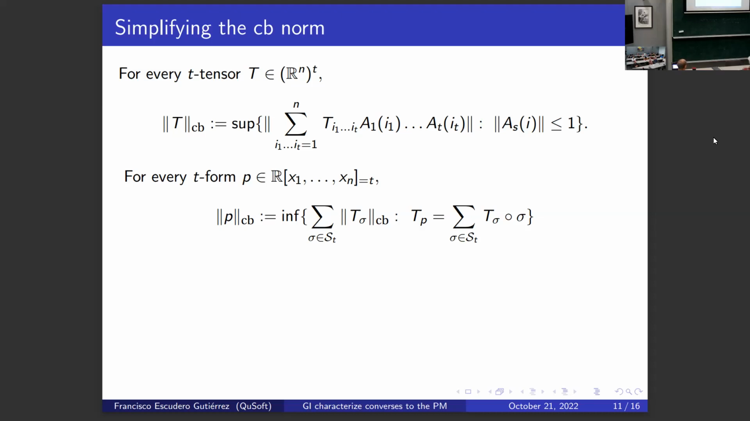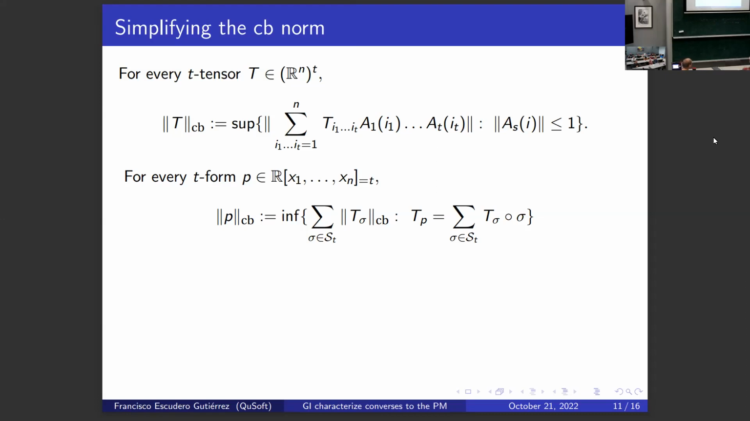Among all these families of T sigmas, you take the sum of the complete bounded norms, and the infimum of these sums is going to be the complete bounded norm of the polynomial. This looks complicated. I had to make an effort even to say it. So now I'm going to show how these two things can be simplified.